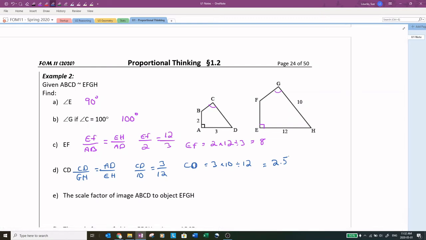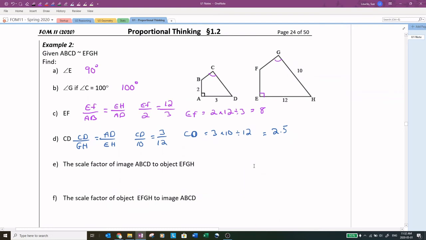That makes sense? That seems reasonable. It looks like it's somewhere between the length of 2 and 3. Yep. Okay, the scale factor of image ABCD to object EFGH. So scale factor equals image over actual. So I'm going to use again this 3 and the 12 because those are the numbers that I was given. So the size of ABCD, that number is going to be the 3, and for the object, which is EFGH, it's going to be 12, so that's 1/4 or 0.25.